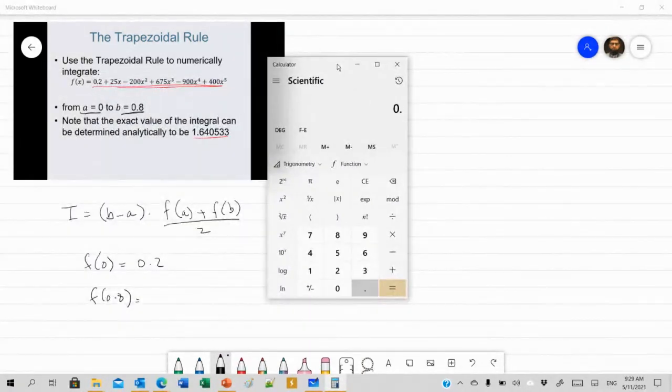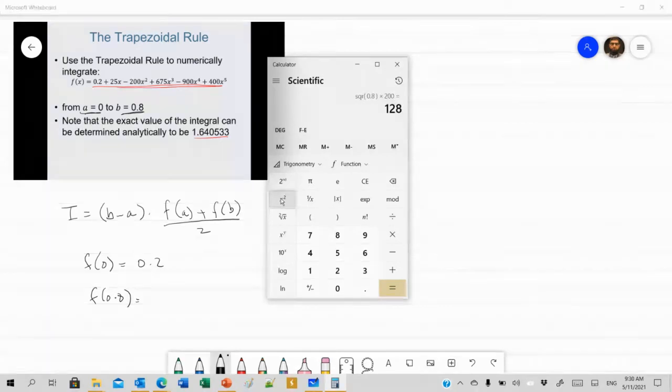So I have 0.2. I'll add it to the memory. I have 25 divided by 0.8. I have minus 200 x square, so that's x square multiplied by 200, minus, and I add it to the memory. I have plus 675 x cube, so I have 0.8 to the power 3 multiplied by 675.